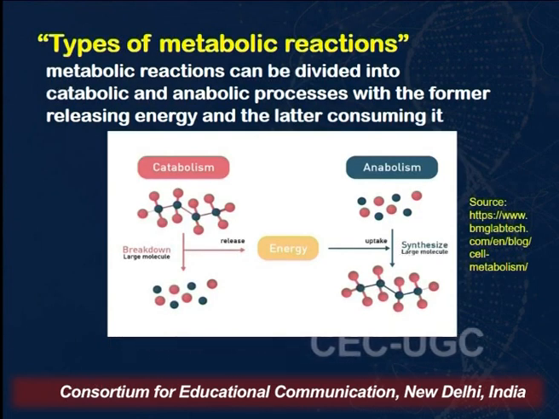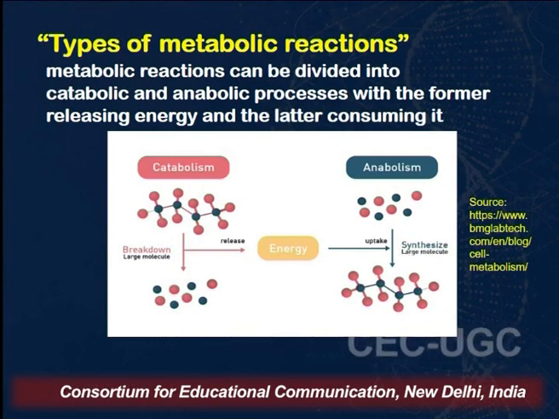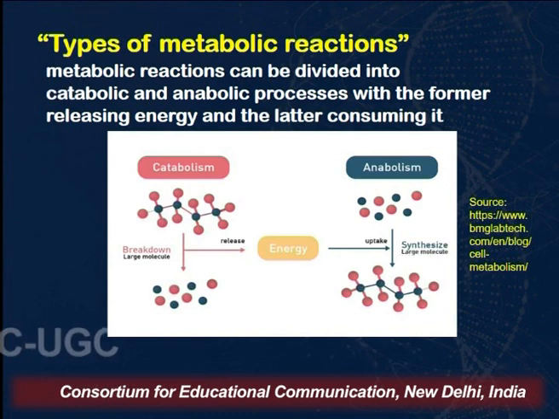Now, the metabolic reactions have been broadly classified into two major classes. One is called the catabolic processes, the other one is called the anabolic processes. Now, if we see the catabolic processes, there is a degradation or breakdown of the large molecule which is taking place. So this is called the catabolic process. Now, these processes release energy. So this energy is then subsequently used by the cells to function and move in a synchronized way.